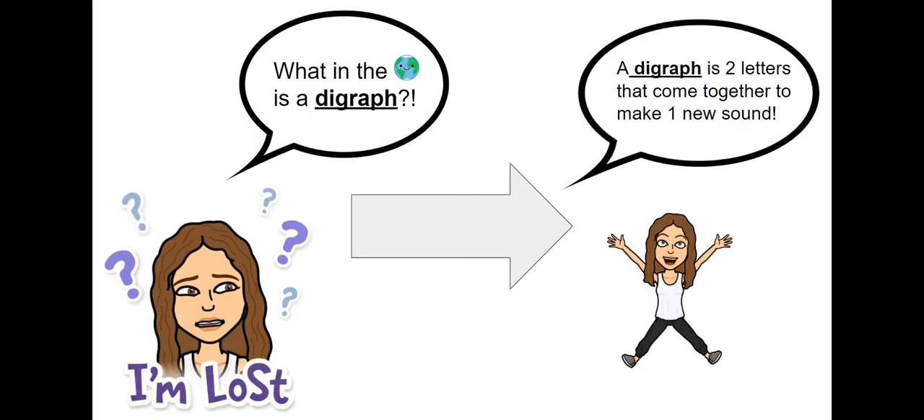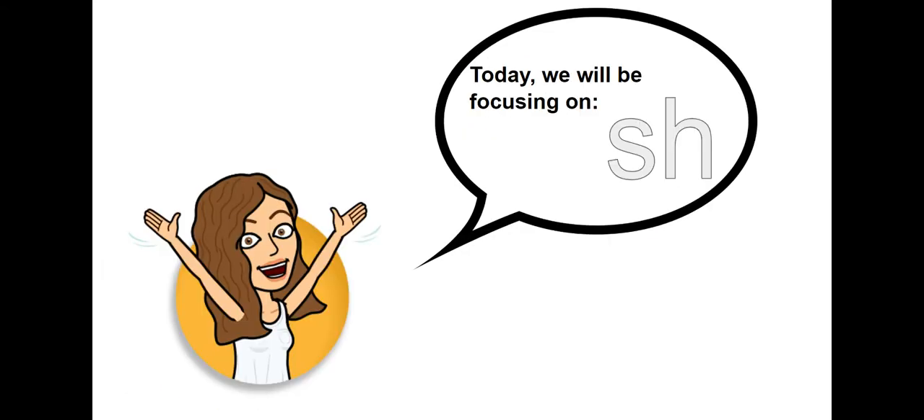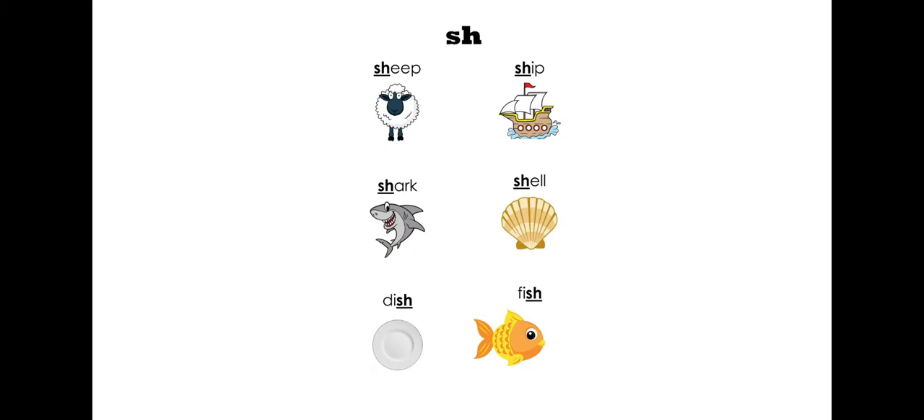So last week we learned about digraphs. If you remember, digraphs are two letters that come together to make one new sound. Last week we did the digraph TH. Now we're going to be focusing on SH. When you put the letter S and the letter H next to each other and they stick together, they make the sound shh. Try it with me. Shh. Perfect. You can see the digraph SH at the beginning of a word or at the end.